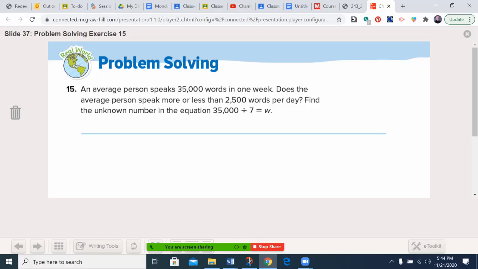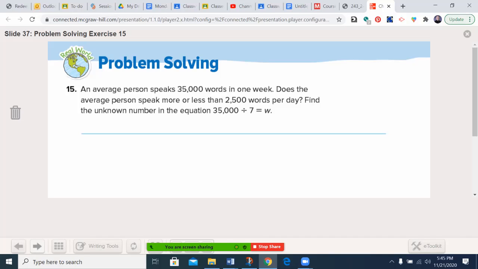Anyway, an average person speaks 35,000 words in 1 week. Why do I have the feeling I am exceeding that? Anyway, does the average person speak more or less than 2,500 words per day? Find the unknown number in the equation 35,000 divided by 7. So the unknown really in this case is the answer. You're going to divide 35,000 by 7. So go ahead, you're going to pause the video and you can come back and tell me what you think. Let me pause the video now.